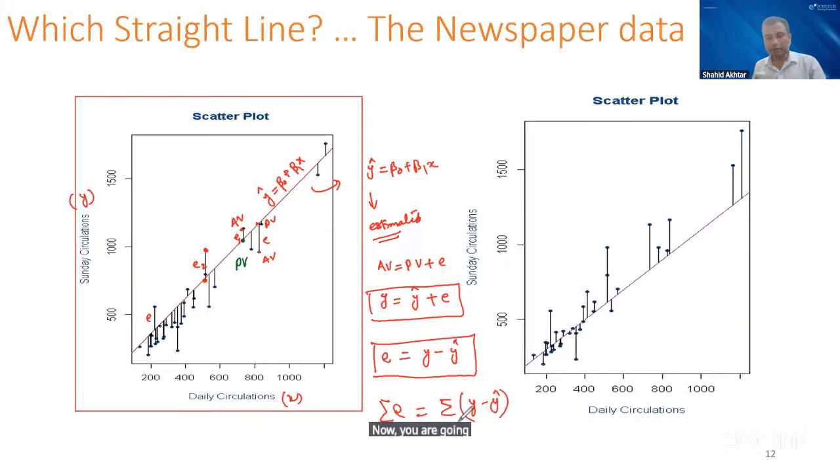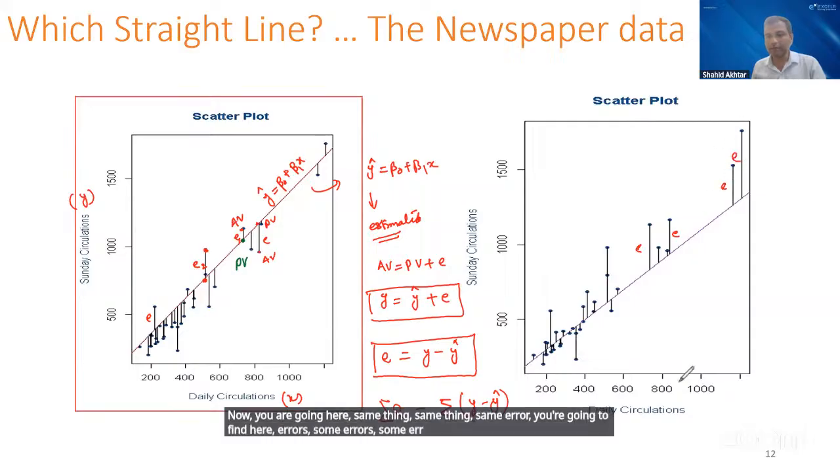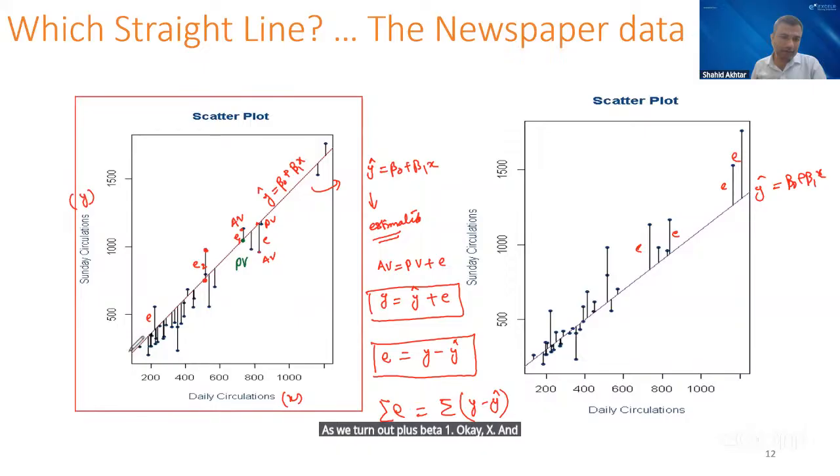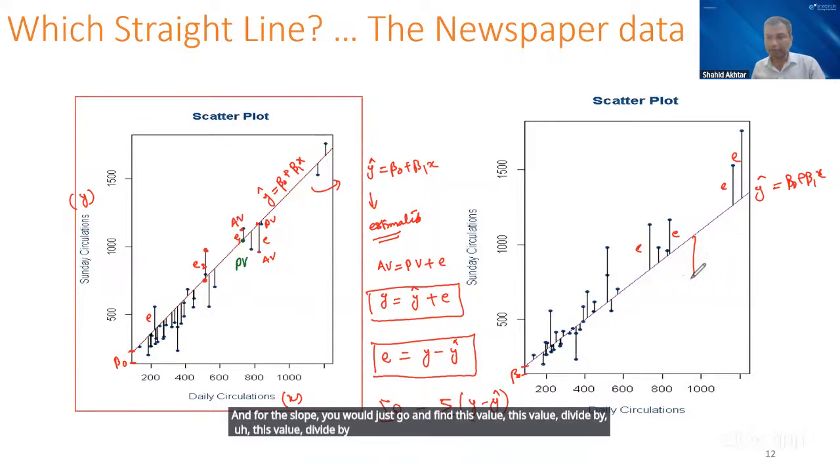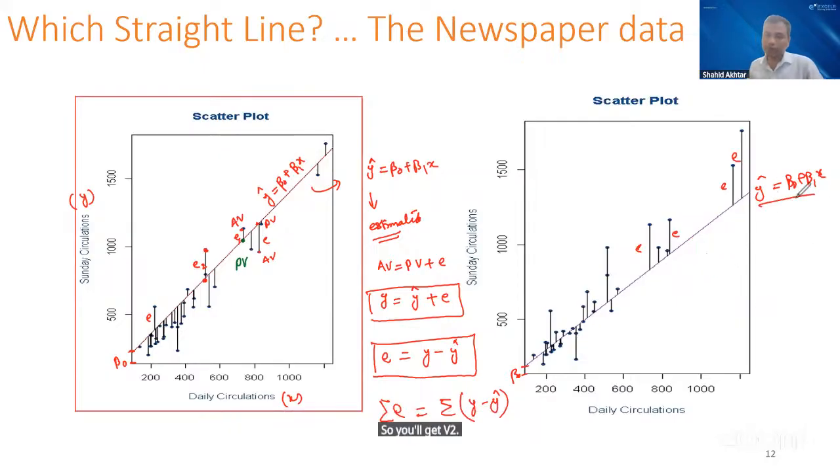Same error you are going to find here. For this you are going to find the predicted value as beta naught plus beta 1 x. And this will be your beta naught, the intercept, and the slope will be your beta 1. For the slope you just find this value and this value and divide by this value, so you will get beta 1. This will be represented by this straight line.